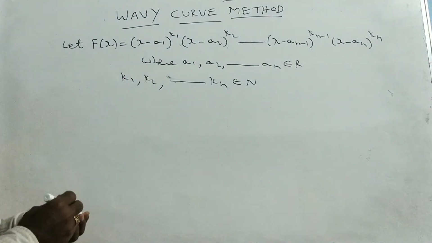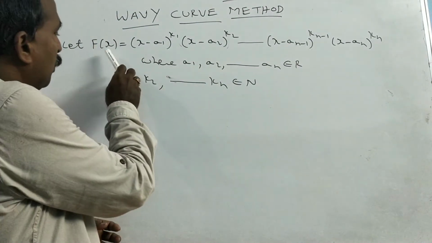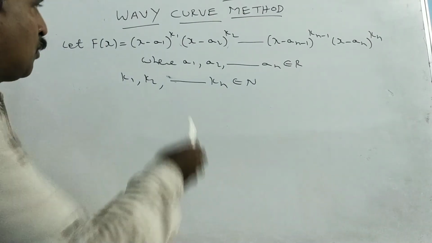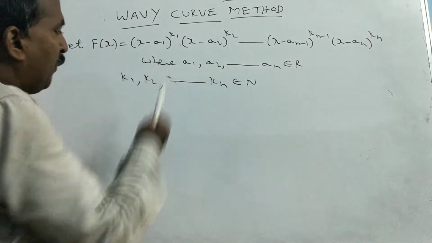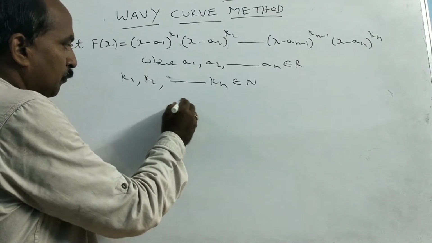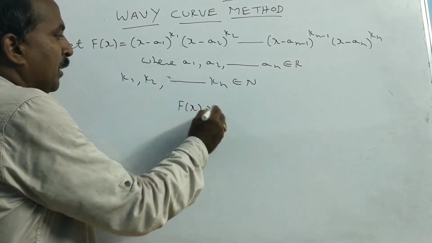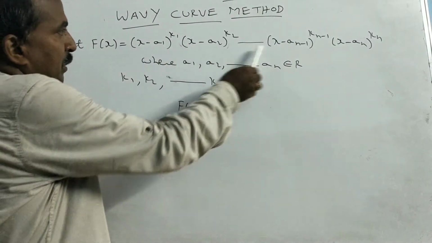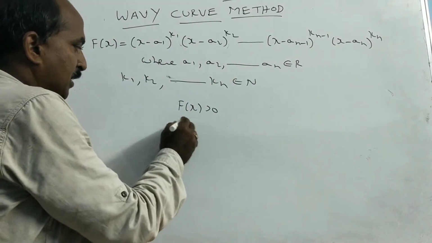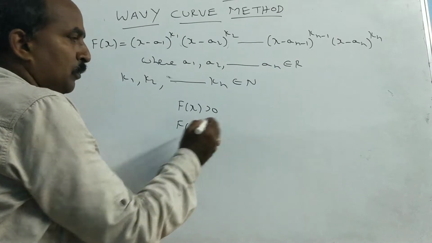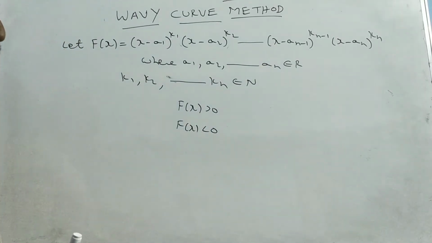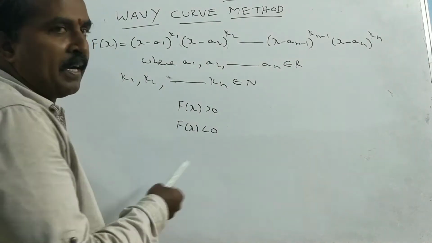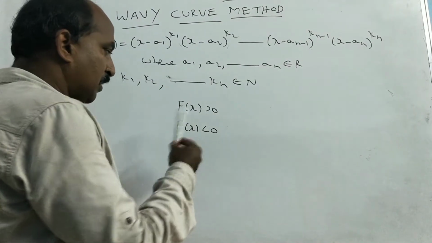This wavy curve method is used for finding the values of x when f of x is positive, or for finding the values of x when f of x is negative. How to find the values of x when f of x is positive, or when f of x is negative?